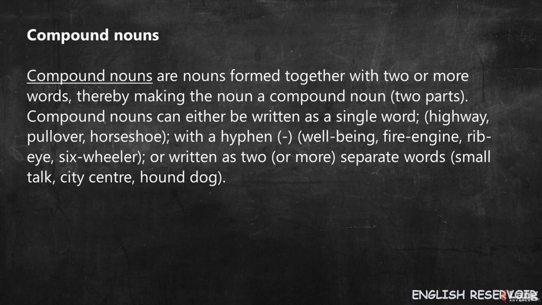Compound nouns. Compound nouns are nouns formed together with two or more words, thereby making the noun a compound noun, with two parts. Compound nouns can either be written as a single word: highway, pullover, horseshoe; with a hyphen: well-being, fire engine, ribeye, six-wheeler; or written as two or more separate words: small talk, city center, hound dog.